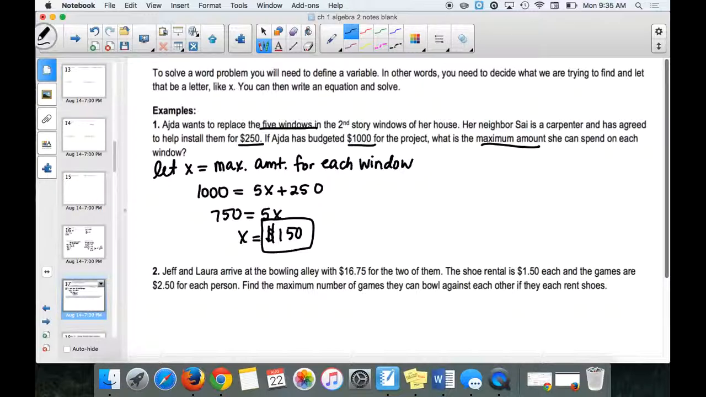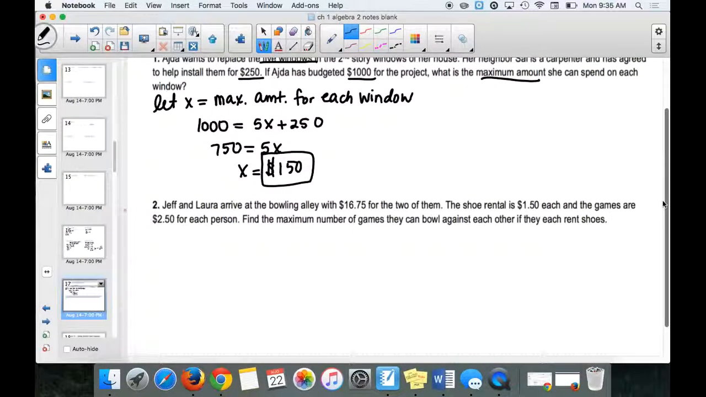Okay? So if they're renting shoes, then that means that we're paying $1.50 for Jeff's shoes and $1.50 for Laura's shoes. And then we have $2.50 for each person. So how much to play one game? $5, right? So we're going to do $5 times X. And what's X? Yeah, the number of games. And that can at most be that $16.75.